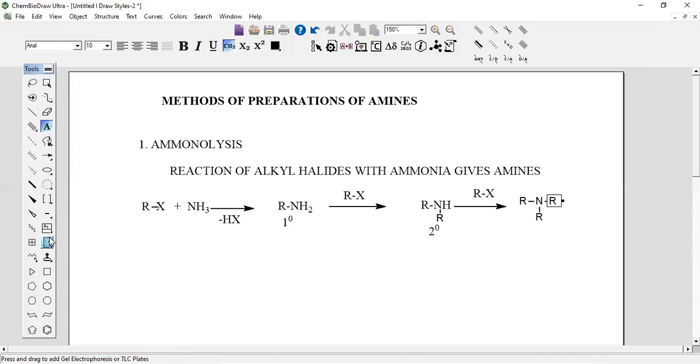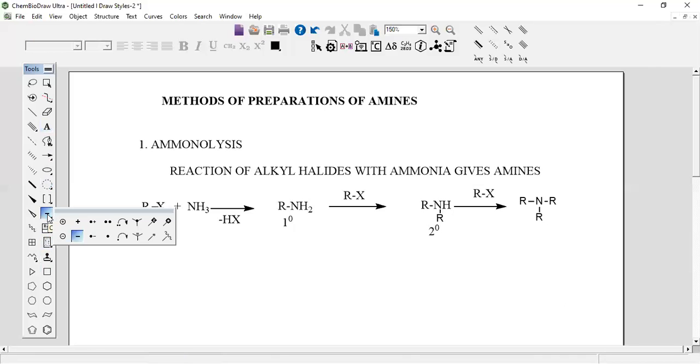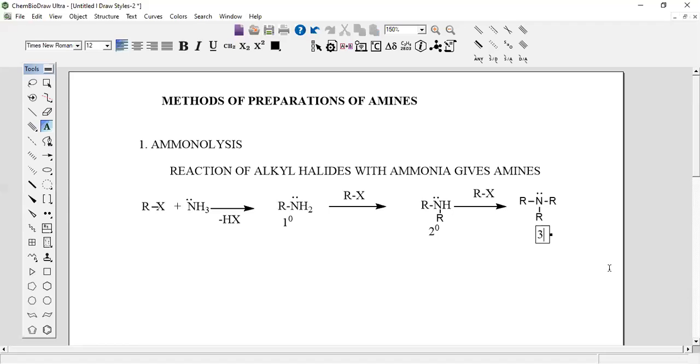And I already told you that there will always be a lone pair of electrons on the nitrogen, even in the tertiary amine. And here this is going to be the tertiary amine.